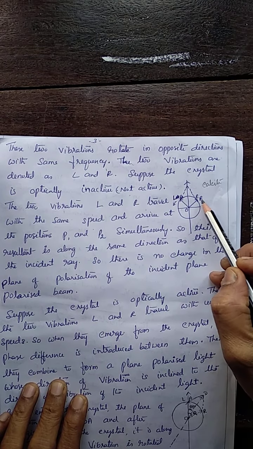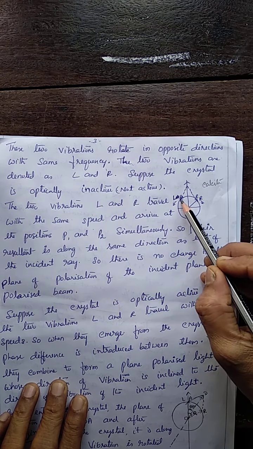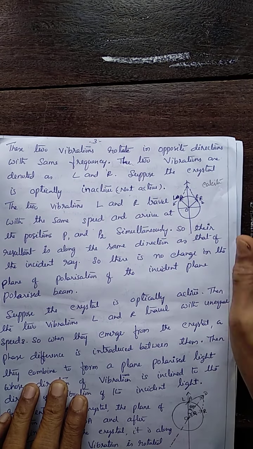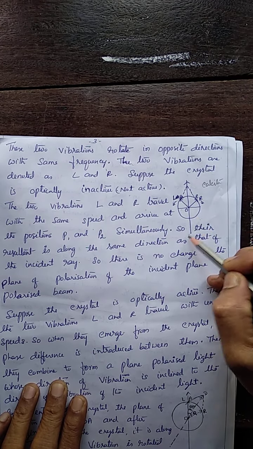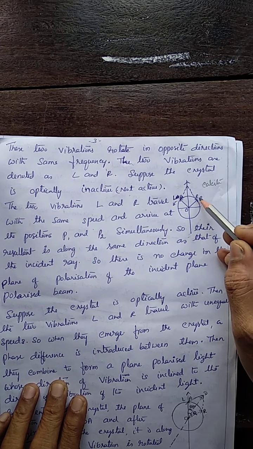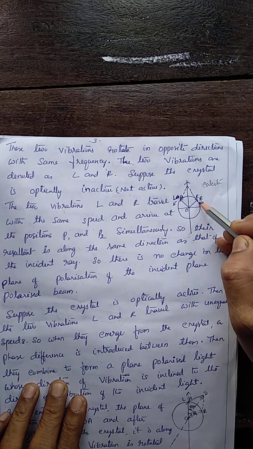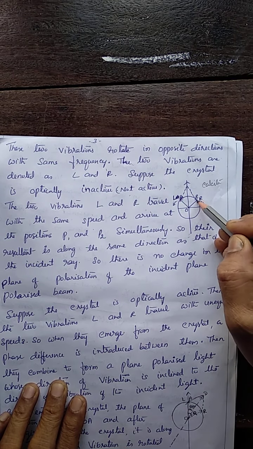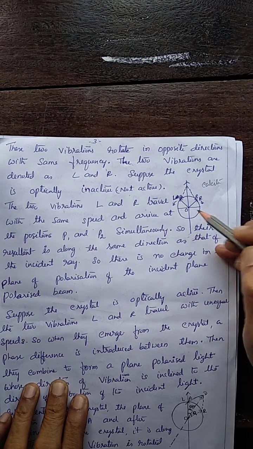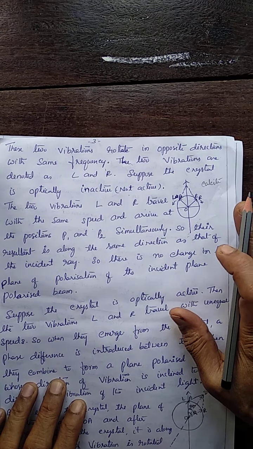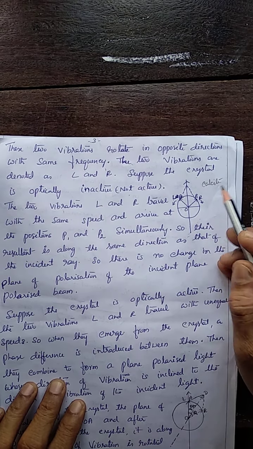Suppose there are two points, P1 and P2. R and L start from these points. R starts from here, L starts from here. They travel at the same speed, so they take the same time to go back to the same position, R to P1, L to P2. Means they reach P1 and P2 simultaneously, so that there is no change in their path.